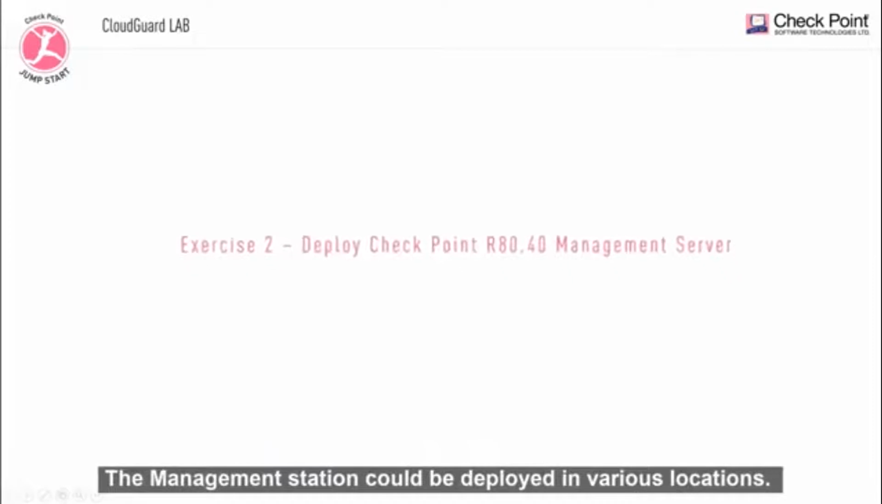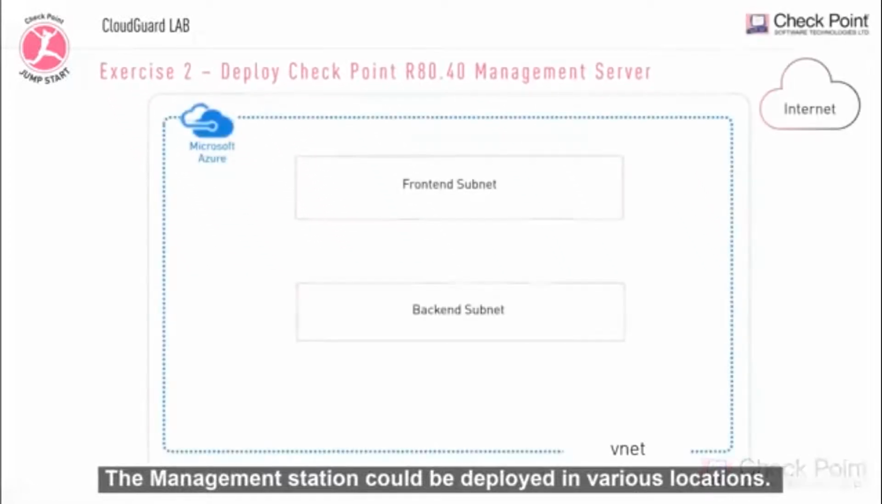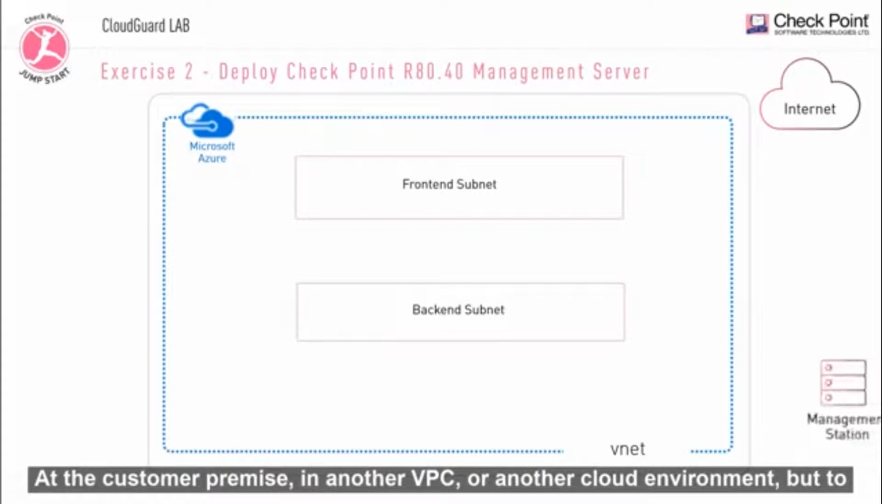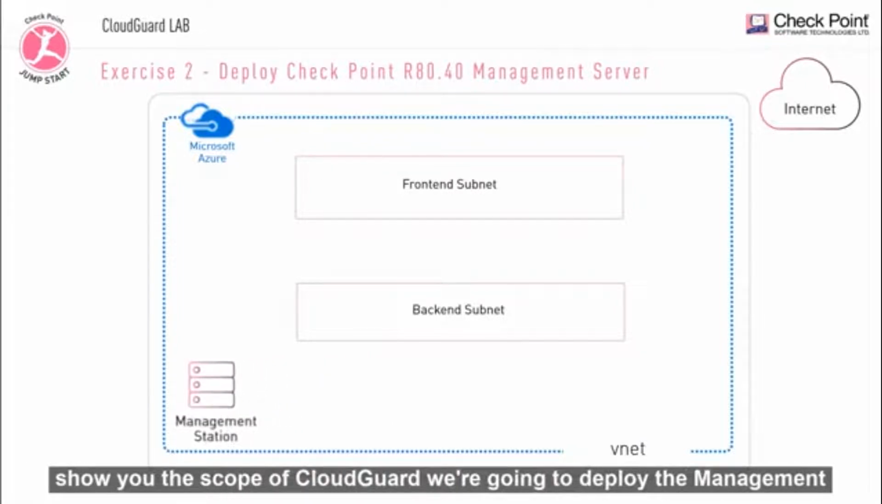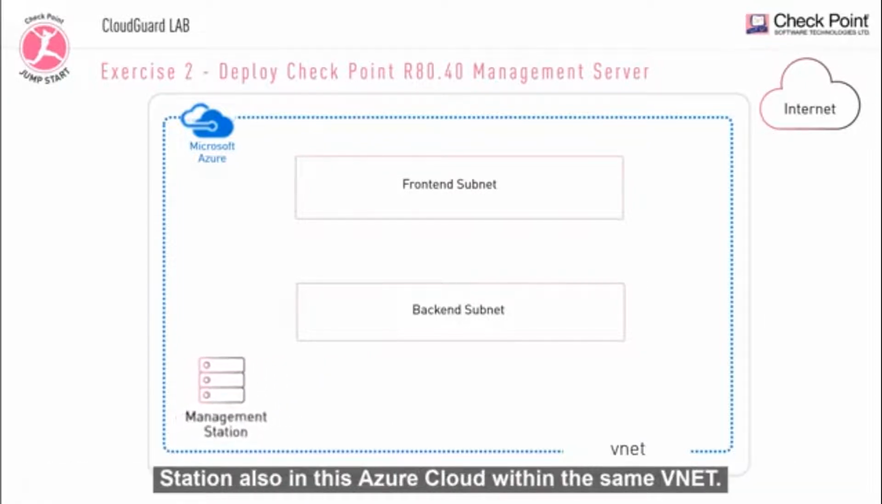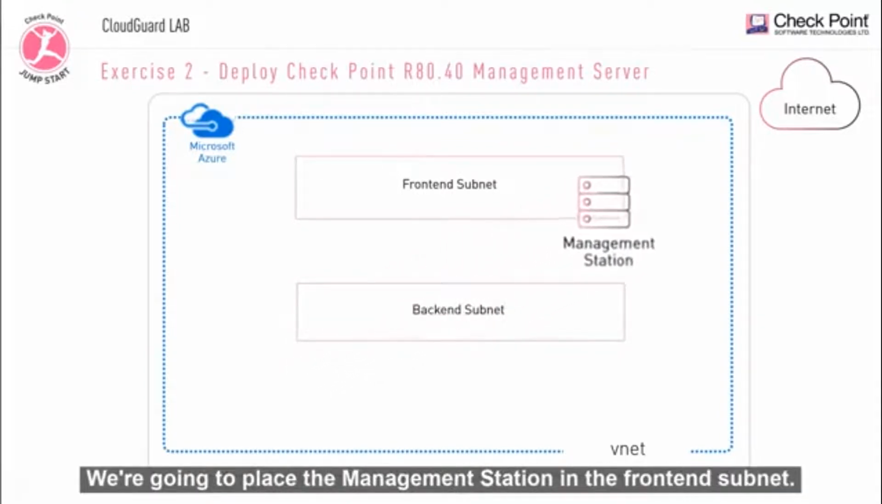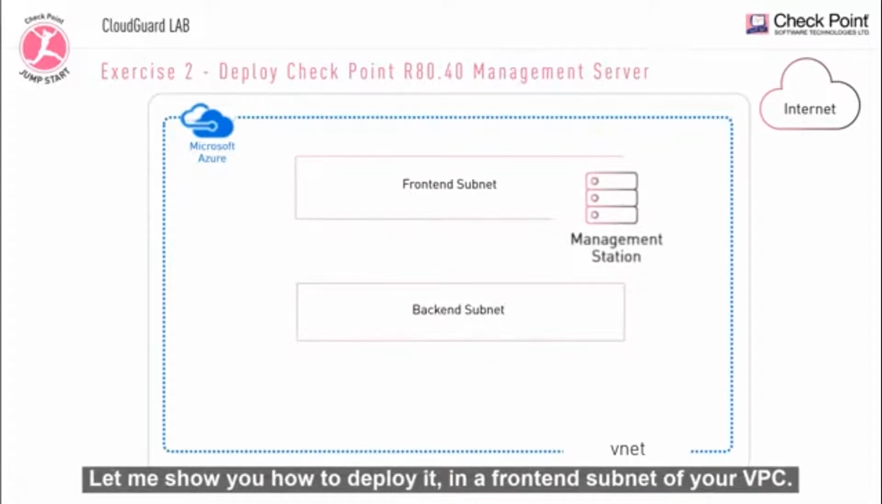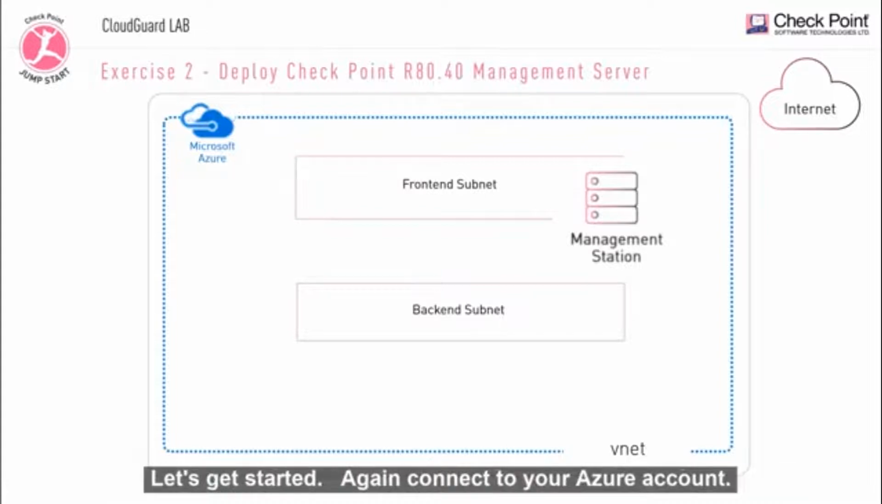The management station could be deployed in various locations: at the customer premise, in another VPC, or another cloud environment. But to show you the scope of CloudGuard, we're going to deploy the management station also in this Azure cloud within the same VNet. We're going to place the management station in the front-end subnet. Let me show you how to deploy it in the front-end subnet of your VPC.